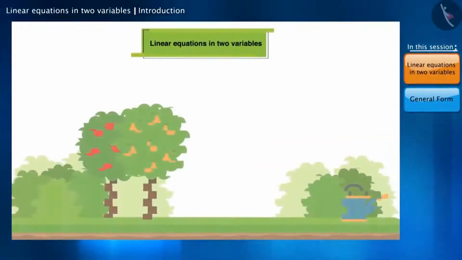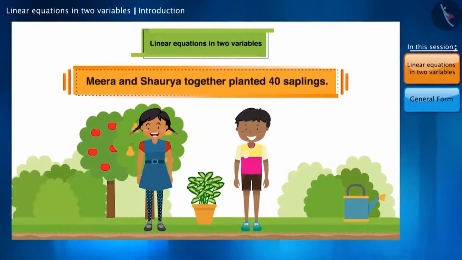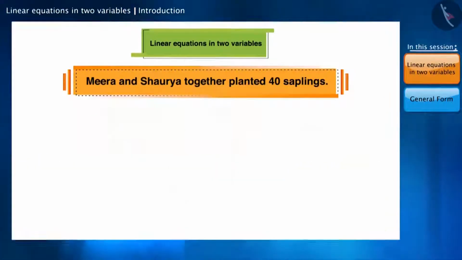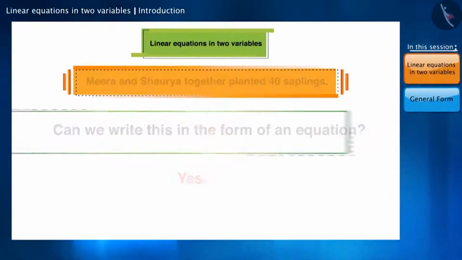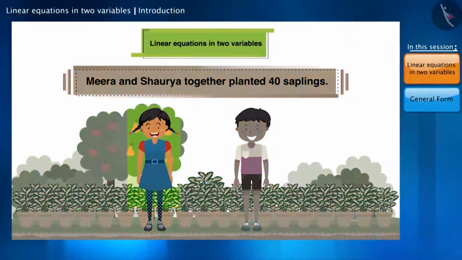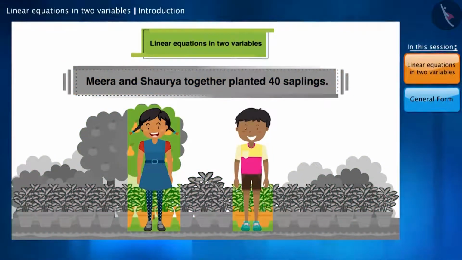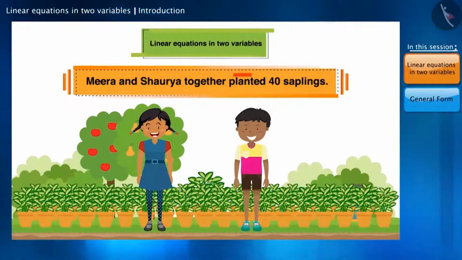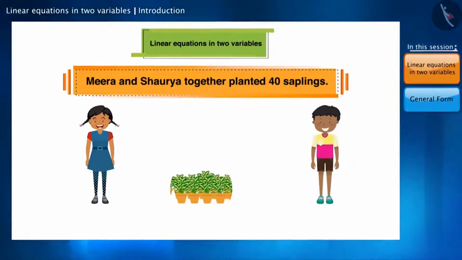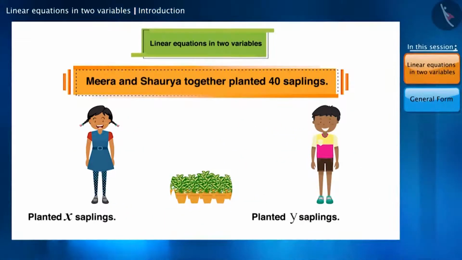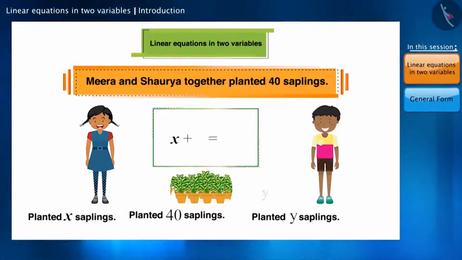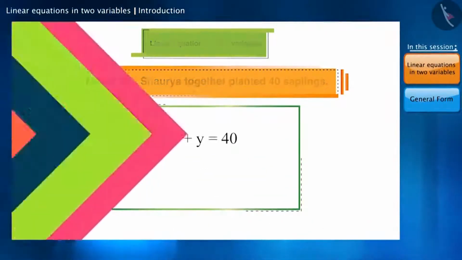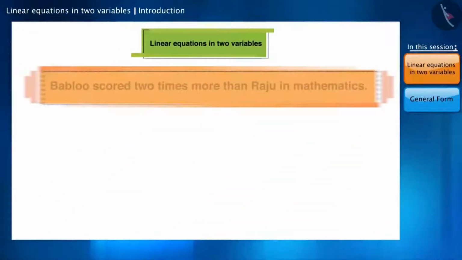Let's try to understand this with an example. Meera and Shaurya together planted 40 saplings. Can we write this in the form of an equation? Yes. Let's see how. We don't know how many plants Meera and Shaurya planted individually, but together they planted 40 saplings. Suppose Meera planted X saplings and Shaurya planted Y saplings. Together they planted 40 saplings. So we get X plus Y is equal to 40. This becomes an equation.